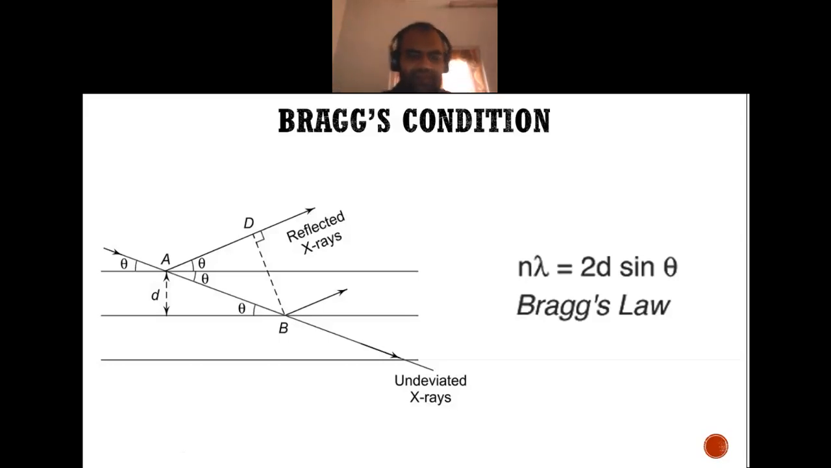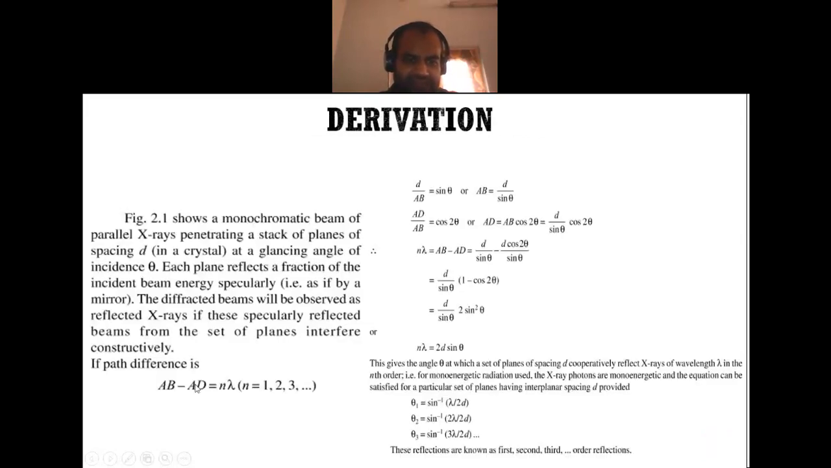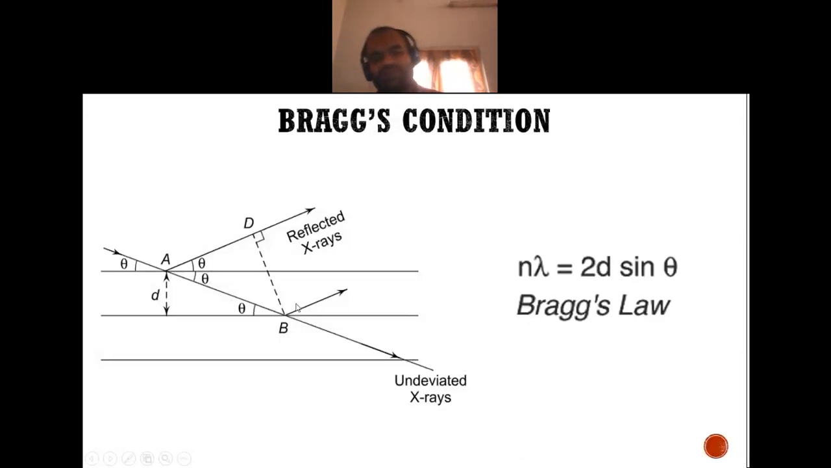What is the path difference from this figure? It is basically AB minus AD, because this ray of light has traveled AB, and this ray of light has traveled AD. So AB minus AD equals n lambda. We have to separately calculate the values of AB and AD trigonometrically from this given figure.